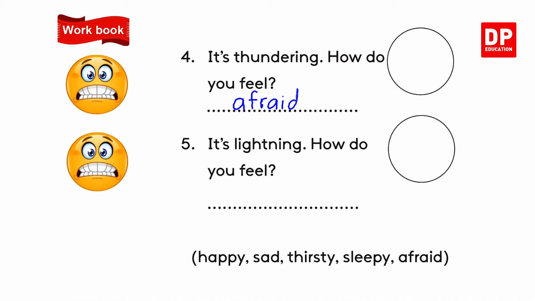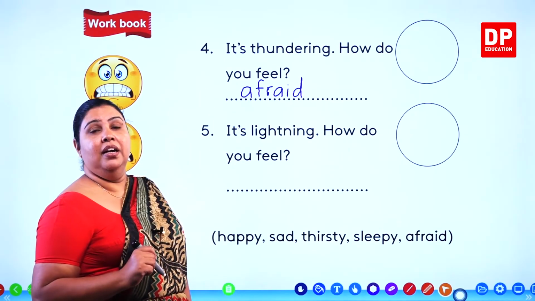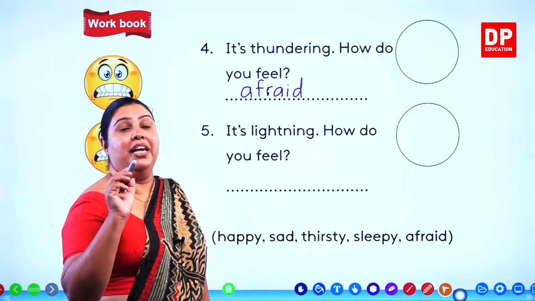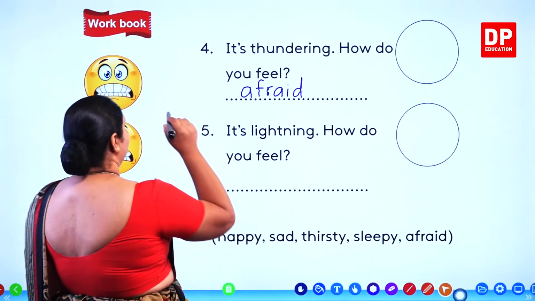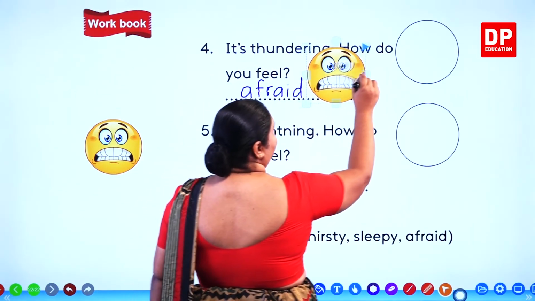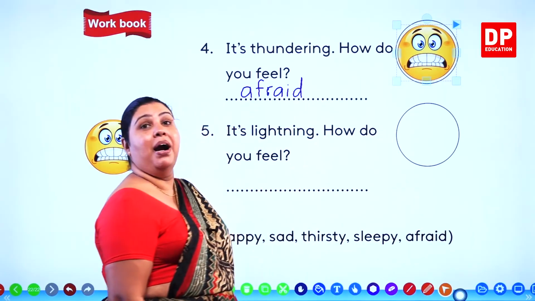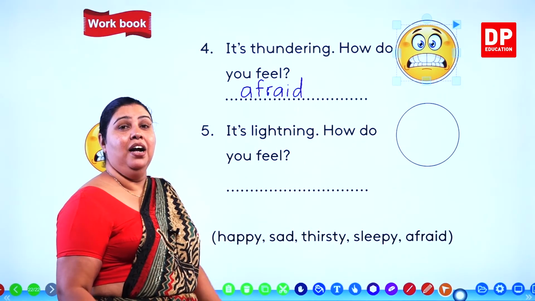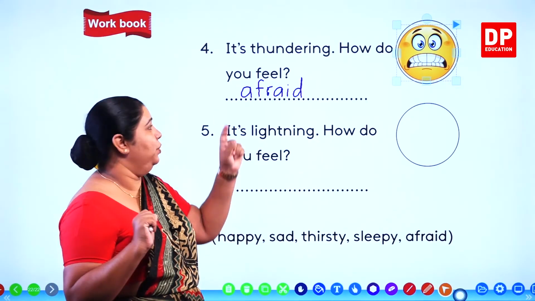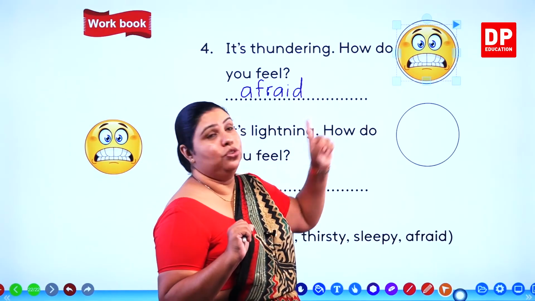A-F-R-A-I-D. Afraid. So now it's thundering. How do you feel? I feel afraid. And now I'm going to show you my face when I'm scared. This is how I will feel when it's thundering. Teacher is feeling scared, afraid. I'm afraid of the thunder. Teacher is afraid of thundering. So it's I'm afraid of the thunder. So you have to write the word afraid over here and you have to draw the picture.